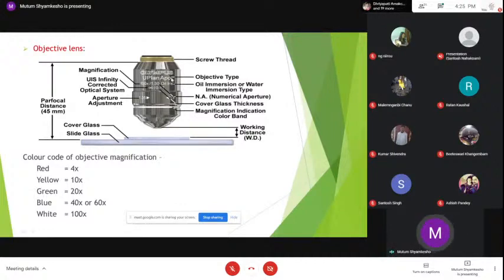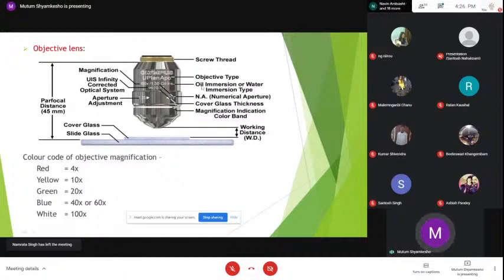Here it is the type of the objective, that is, plan apo means the type of the objective is plan apochromatic, and here it is the magnification value, that is the magnifying power of this objective is 100x, 100 times, and it is the oil immersion or water immersion type.